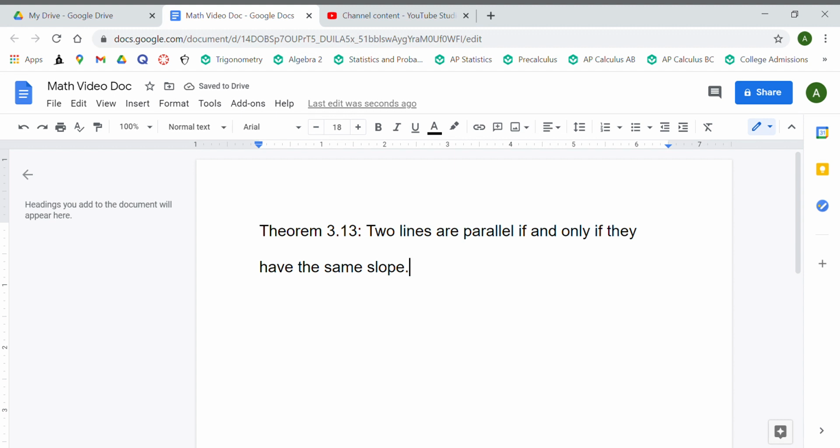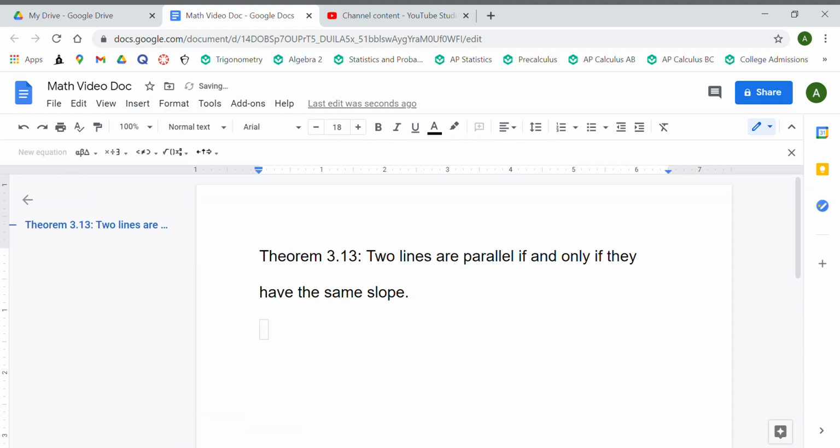So if two lines are parallel, then they have the same slope. If they have the same slope, then they are parallel. There are two different parts because of the if and only if statement there. You don't know what I mean by this, Algebra 1 students? Don't worry, you'll find out about this in geometry. But anyways, let's see how this applies.